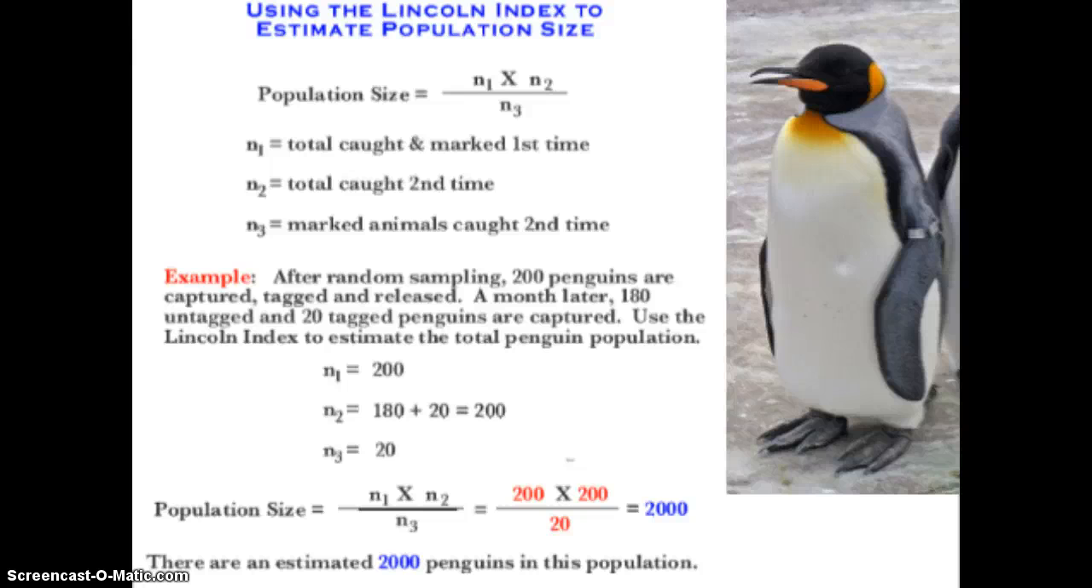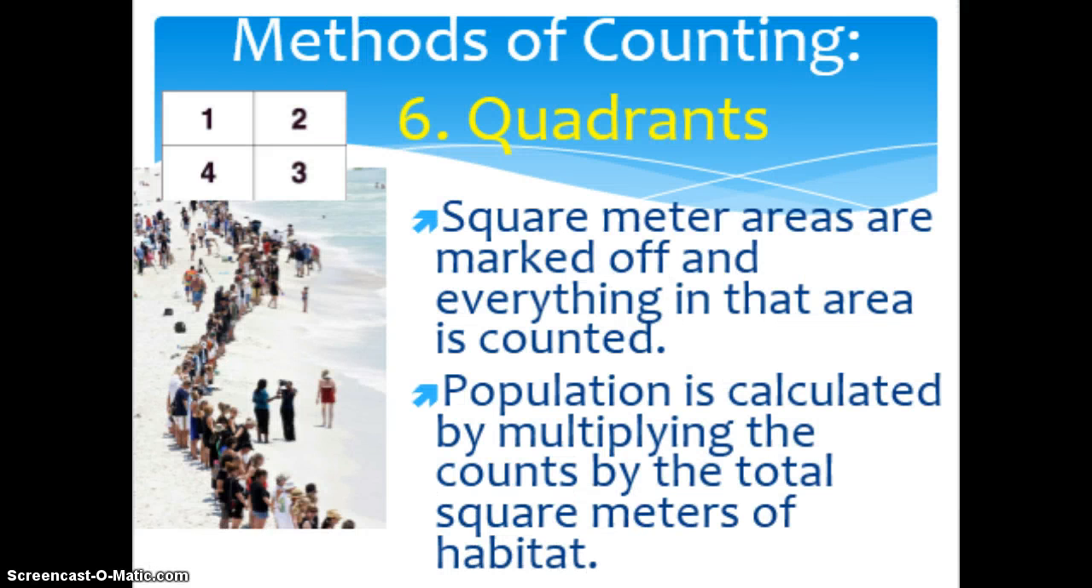Another method is called a quadrat, and it's called that because you usually do it in 4 square meter areas at a time. You mark them off, you count everything in the area, and then you multiply the average of what you get by the total square meters of the habitat. So you're just taking a small area and you're assuming the rest of it is like that.